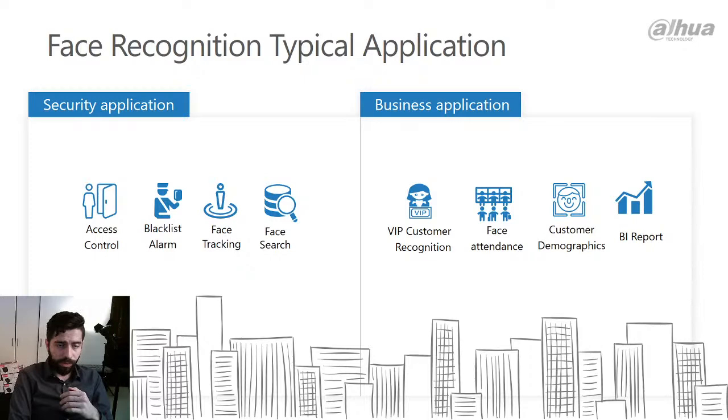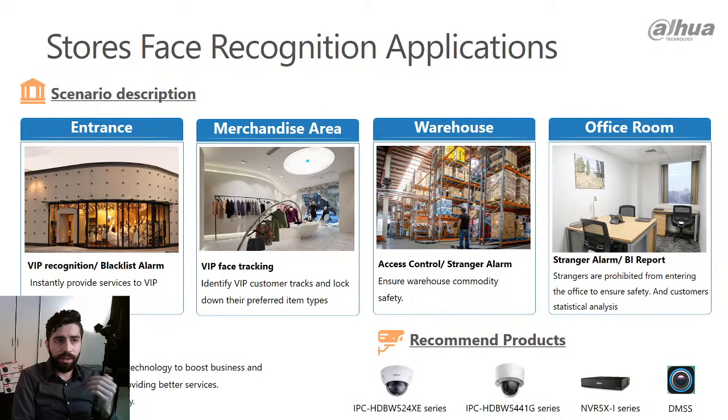So for the security application, we have access control, a blacklist alarm, face tracking and face search. Okay, this is for the security application. For a business application, we can use the features of VIP customer recognition, face attendance, customer demographics, and BI reports. Okay. For the store face recognition application, we have the scenario description for the entrance.